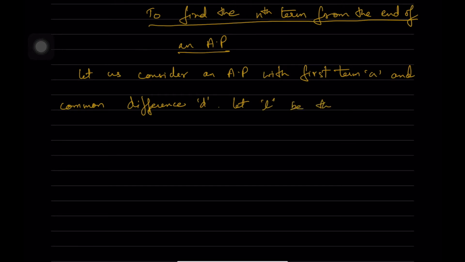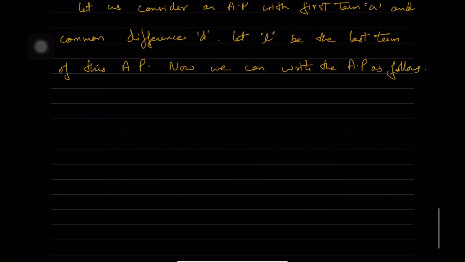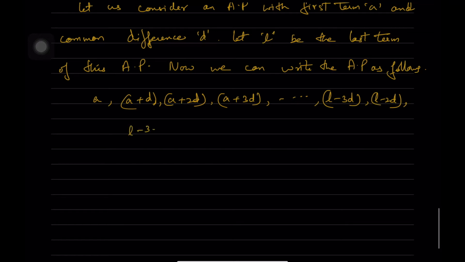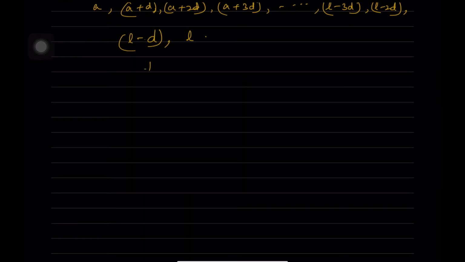Let l be the last term of this AP. Now we can write the AP as follows: a, a plus d, a plus 2d, a plus 3d, and so on, l minus 3d, l minus 2d, l minus d, l, where l is nothing but the last term.